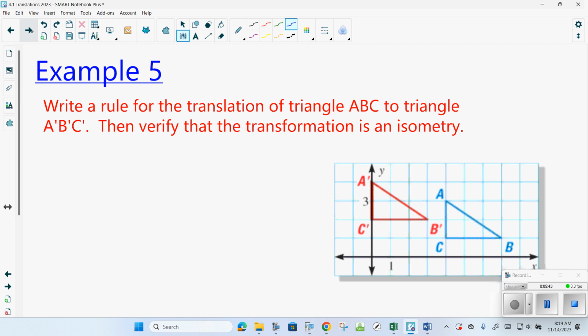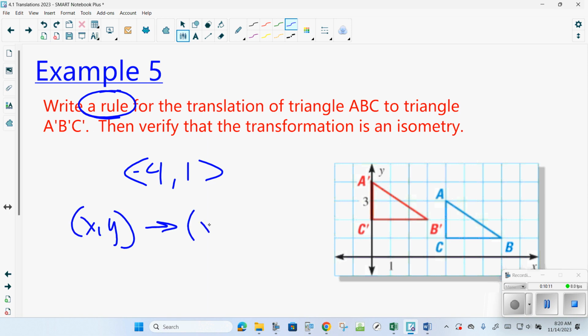Write the rule for the translation for ABC. Now, they're asking me to write a rule, and they're not telling me whether they want it in component form or as a notation. So I'm going to do both. Then verify the transformation. 1, 2, 3, 4. It's going -4 for A and up 1. You can also write this as x minus 4 and y plus 1. So again, both of these are technically correct. One is in component form, the other one is in notation form. And then to verify the transformation, did all A, B, and C all make the same -4 plus 1? And the answer to that question is yes, each one did.